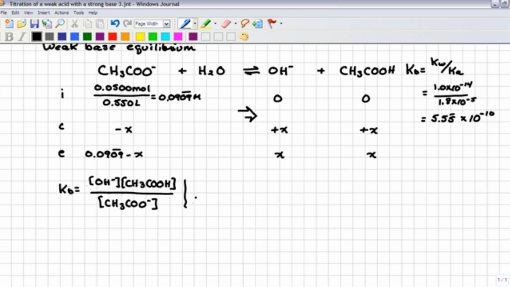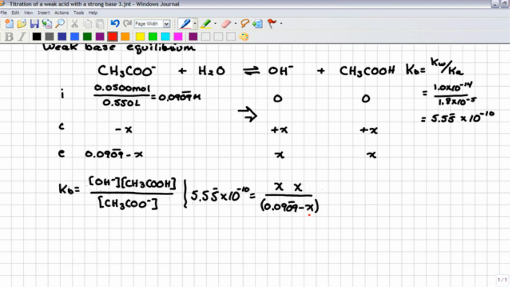And we can put in the numbers, 5.55 times 10 to the minus 10th is the equilibrium constant. And we have expressions for the hydroxide ion concentration. Why, that's just X. And the acetic acid concentration, that's just X as well. And then we also have an expression for the acetate ion, the only reactant, 0.0909, and that'll be minus X.